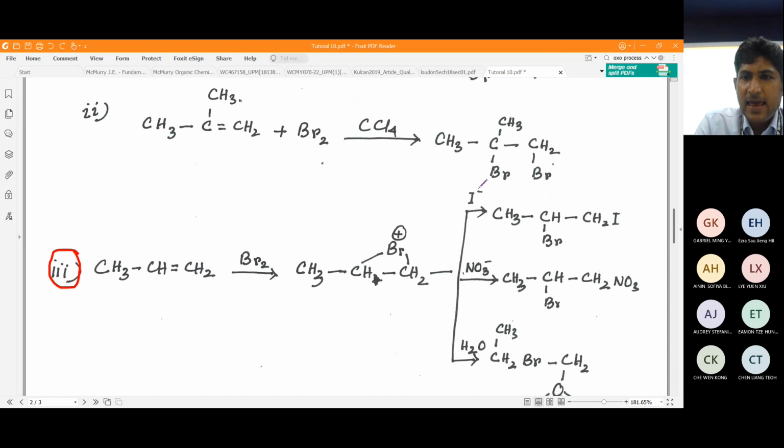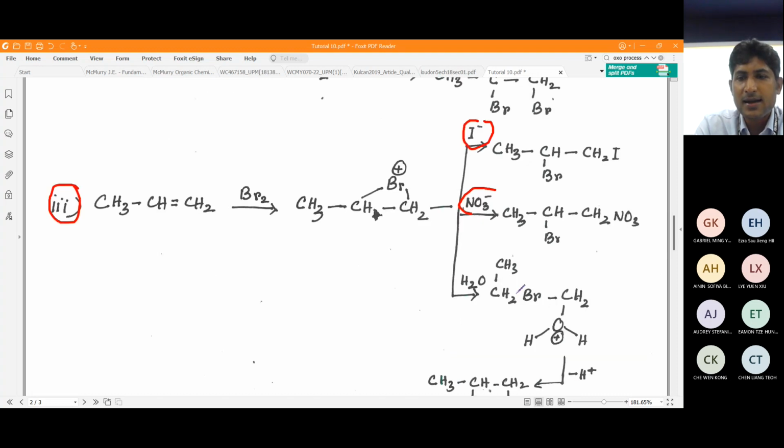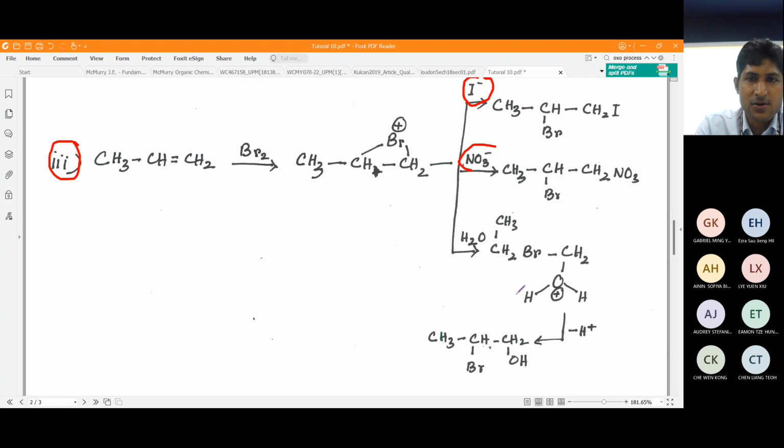And if we add, let's say, bromine, iodine, I understand they are all halogens. But if you just add iodine, you are getting the bromo-iodo-propane, right? If you add nitrate ion, you are getting the nitro. And if you add water, you are getting alcohol later on.